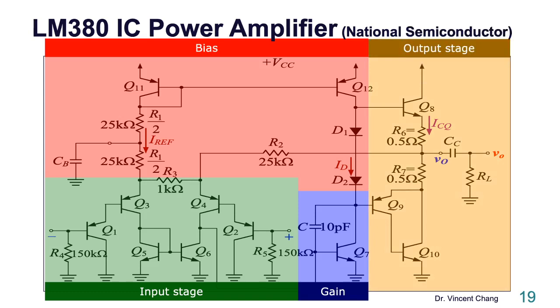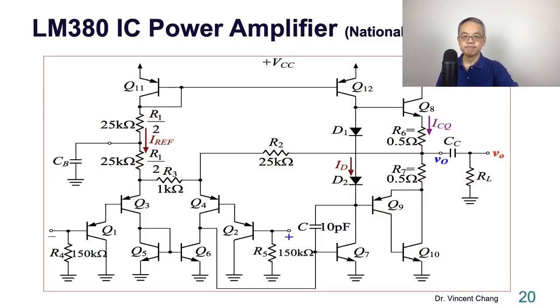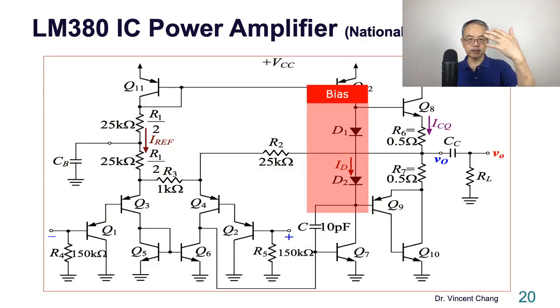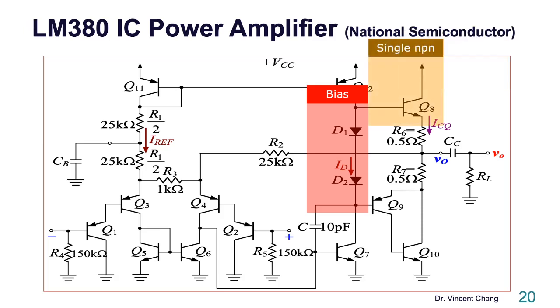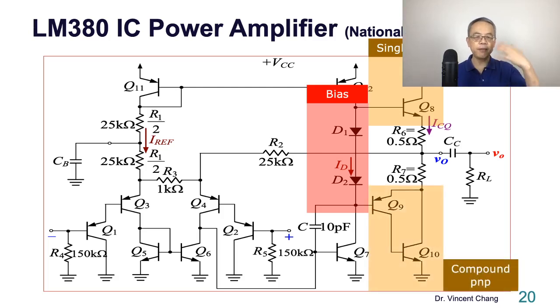So this is the output stage, the class AB output stage, composed of a single NPN and a compound PNP. Again, the two diodes provide the bias for the class AB output stage. Single NPN on the top and compound PNP on the bottom.